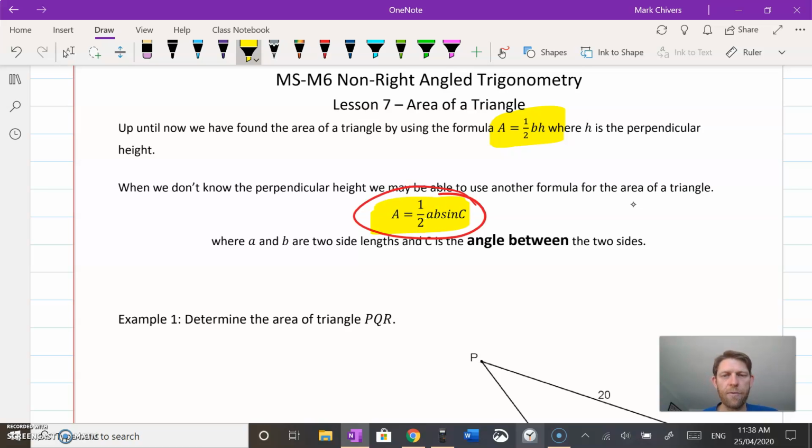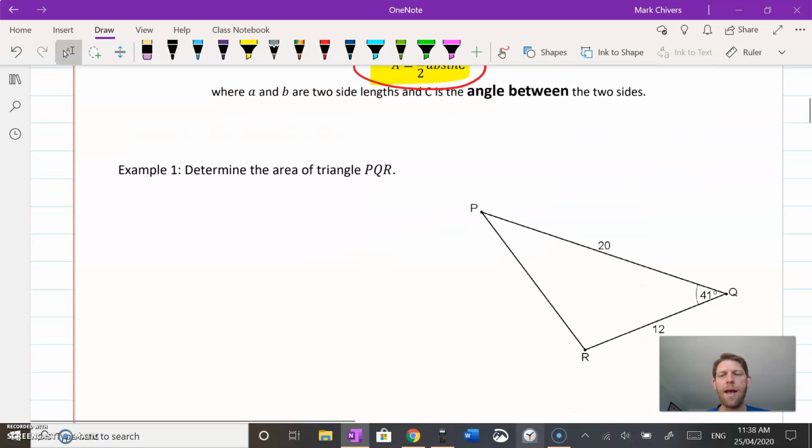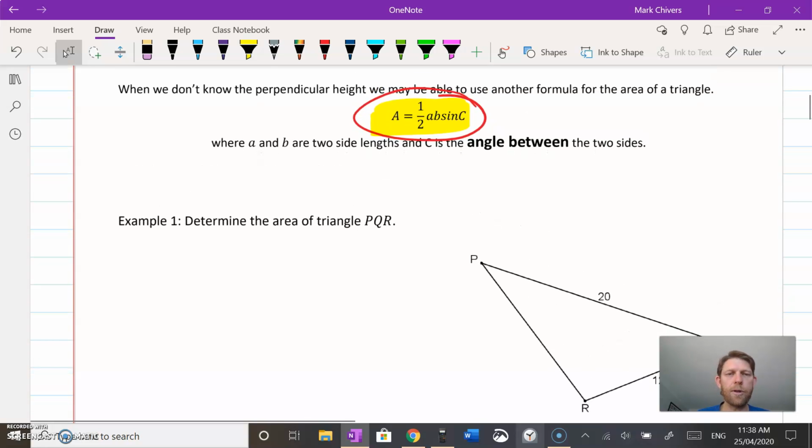Now, for those of you that haven't watched the video where I explain how it comes up, if you want to know why we can use that formula and why it's derived from the normal area of a triangle formula, watch the video on the proof. It's a pretty short video. So this particular lesson will just deal with how to apply that formula, not how we come up with it. Importantly for standard maths, we don't have to know how a formula is derived, we just have to know how to apply it.